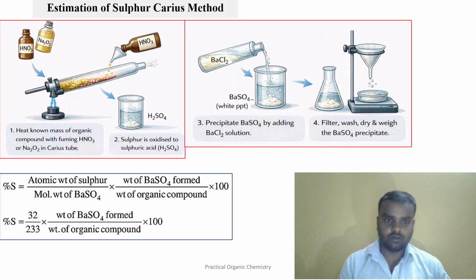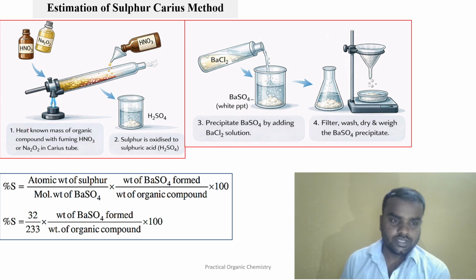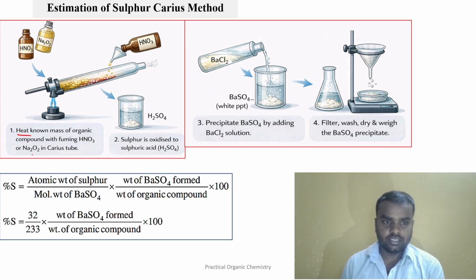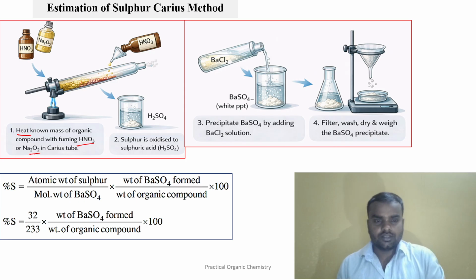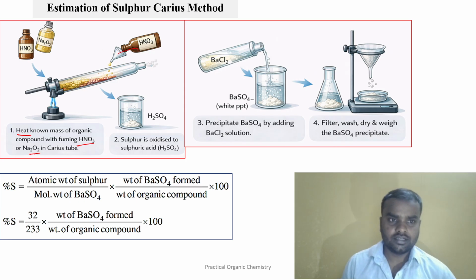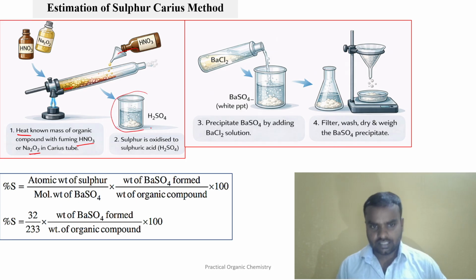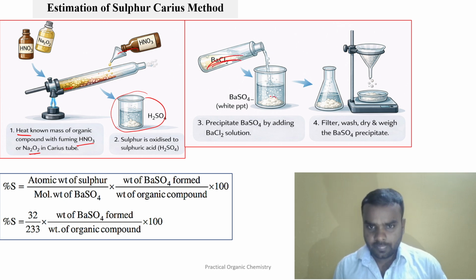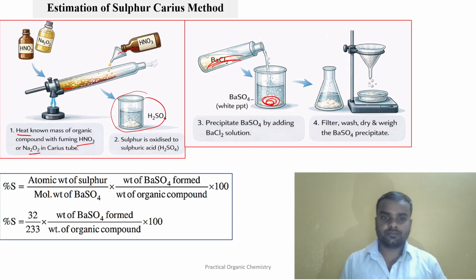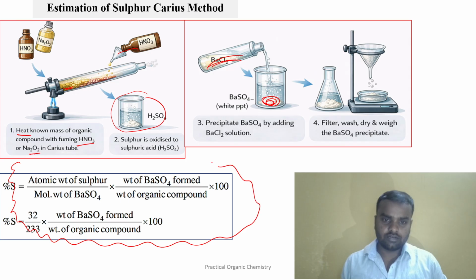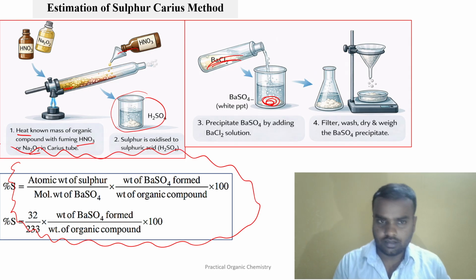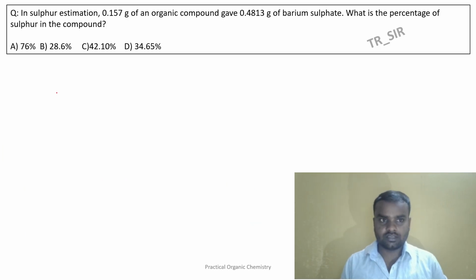Now you can see how the process takes place here. We heat a known mass of organic compound with peroxide as well as HNO3. So here we are adding the HNO3 and peroxide in the Carius tube. Sulfuric acid is formed. After forming sulfuric acid, we treat it with barium chloride. You can see here precipitates are formed, which are filtered and weighed, and we can find the percentage of sulfur. So here is the formula; we can calculate by using this formula. Now, let's check a question on this particular concept.